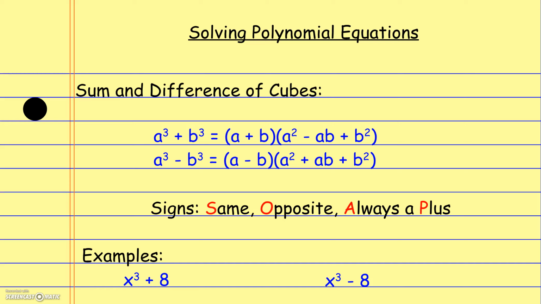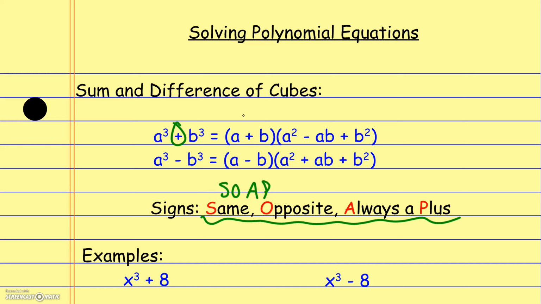So just remember, when you see a sum or difference of cubes, two perfect cubes that are either being added or subtracted, we're going to break this down into a binomial and a trinomial, okay? So a little piece and a big piece. And I always start by filling in the signs, and I remember that by using SOAP. Same opposite, always a plus. So SOAP, if you can remember SOAP, you should be able to come up with these signs.